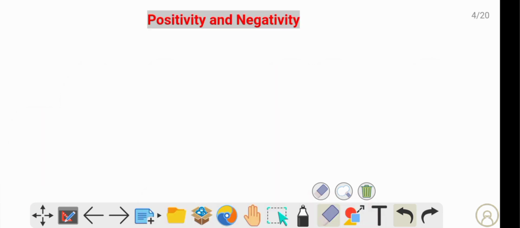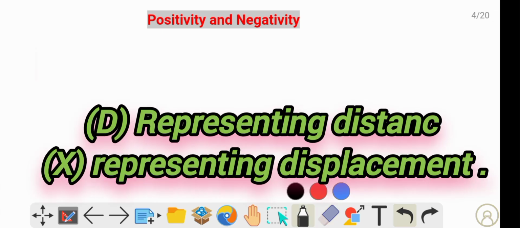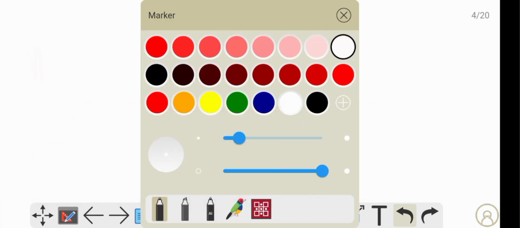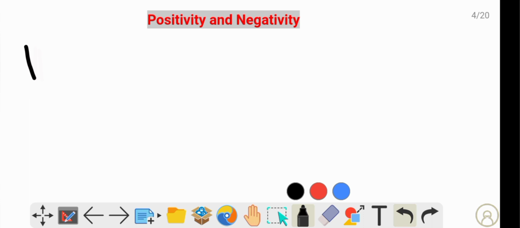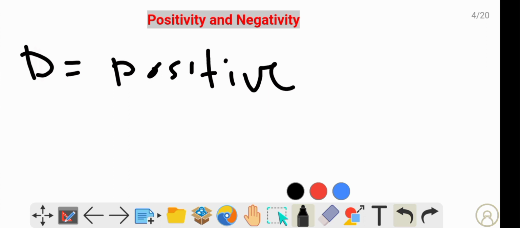Okay, so let's continue. Positivity and negativity. Here, we don't try to mean anything complicated. What I'm just trying to say is that distance, allow me to present distance. Let me change the color. Okay, so black. So distance is always positive or zero. All right, that's distance. Distance is always positive or zero.